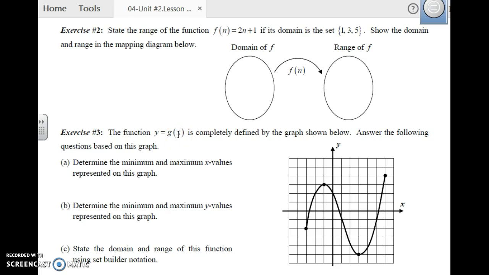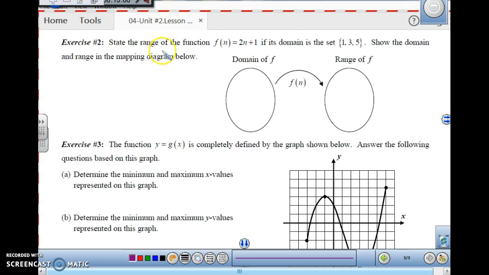Let's look at a domain and range as a mapping. State the range of the function f of n equals 2n plus 1 if its domain is the set 1, 3, 5. Show the domain and range in the mapping diagram below. Okay, so the range of the function f of n equals 2n plus 1. What do they want you to do? They want you to find the outputs when your n's are 1, 3, and 5. So we are looking for f of 1, f of 3, and f of 5.